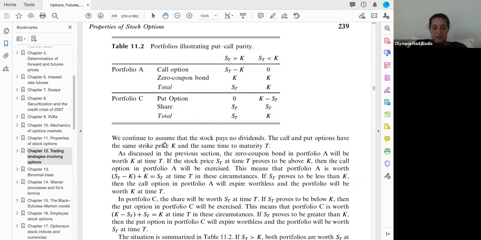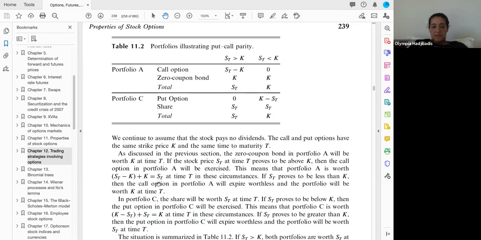So let's look at what it says over here. We continue to assume that the stock pays no dividends. The call and put options have the same strike price K and the same time to maturity T. As discussed in the previous section, the zero coupon bond in portfolio A will be worth K at time T. If the stock price ST at time T proves to be above K, then the call option in portfolio A will be exercised. This means that portfolio A is going to be worth ST minus K plus K, which is ST at time T.